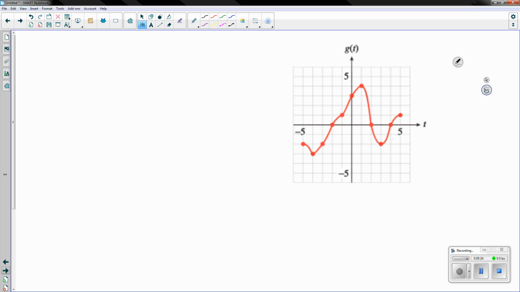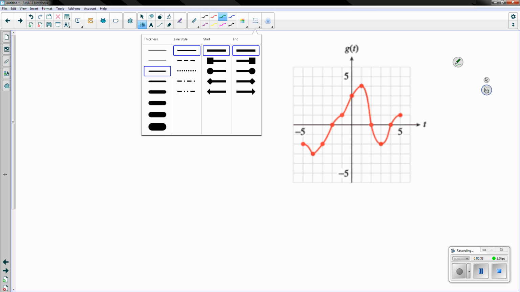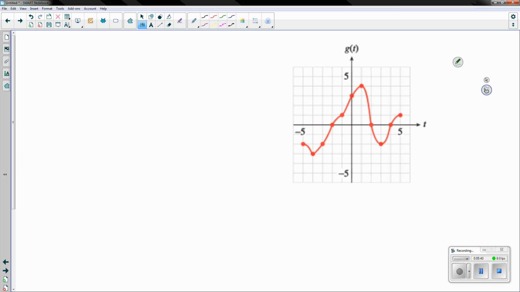I have a function here on the screen. This function is named g of t. Its input variable is t. We can see it's on our x-axis, which is our input axis. So let's pick any 2 points to start. Let's say I choose this point to start, and I want to find the average rate of change between that point and this point here.